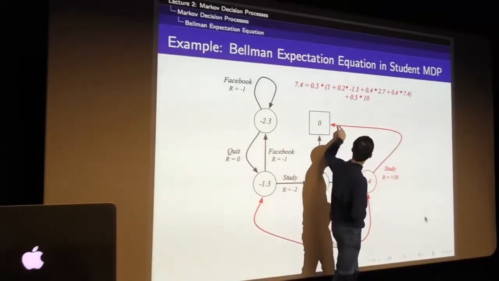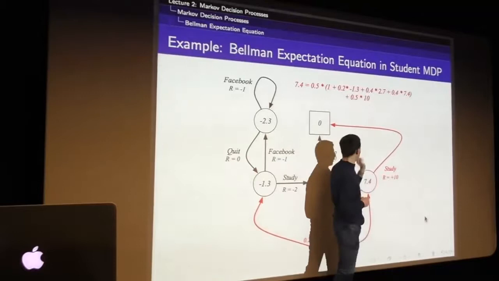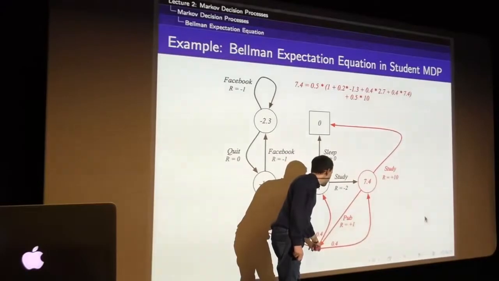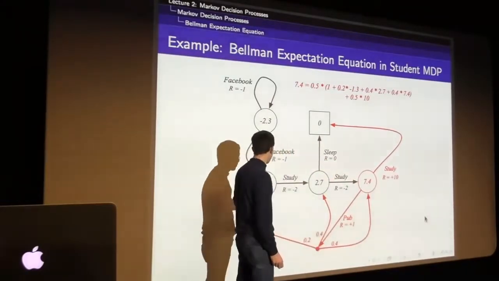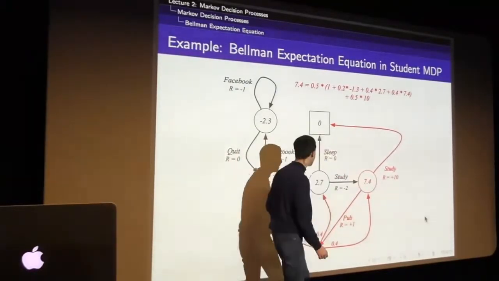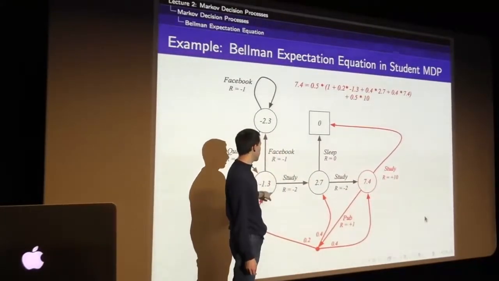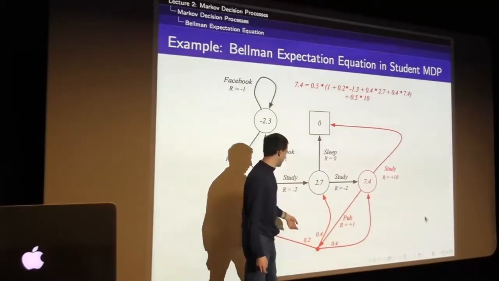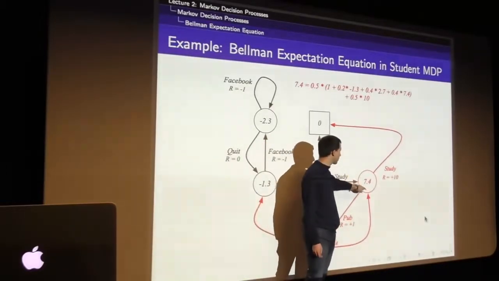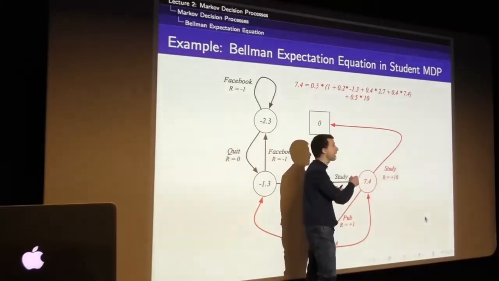There's a 0.5 chance we'll take this arc and get plus 10 reward. That's this part here. There's also a 0.5 chance we'll end up taking this arc, end up in the pub, and the pub might take us with 0.2 probability over here, 0.4 probability over here, 0.4 probability over here. And in each of those cases, we'll end up in a different state with a different value. So there's a 0.2 chance we'll end up in this state here with value minus 1.3. There's a 0.4 chance we'll end up in this state with a value of 2.7. And a 0.4 chance we'll end up in this state here with a value of 7.4, and end up where we started. So you can see this is quite cyclic.